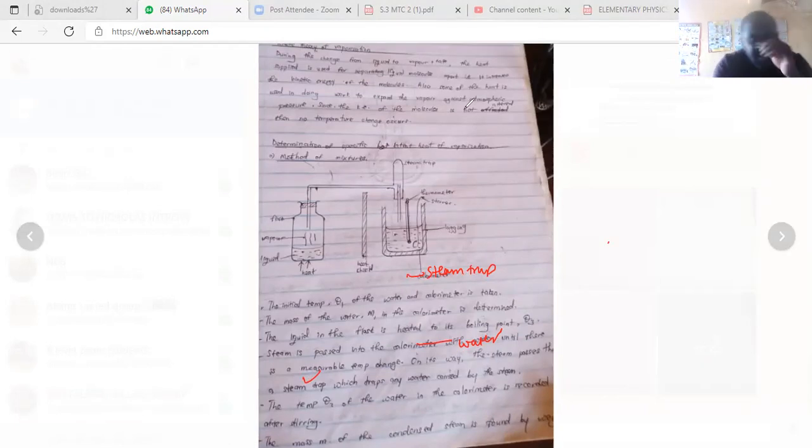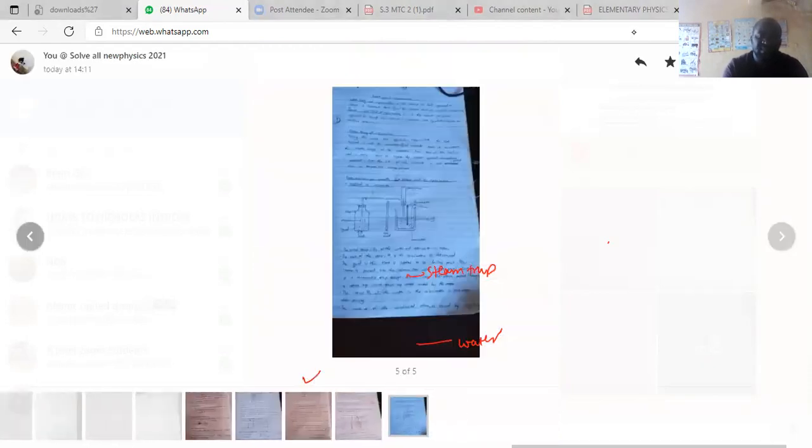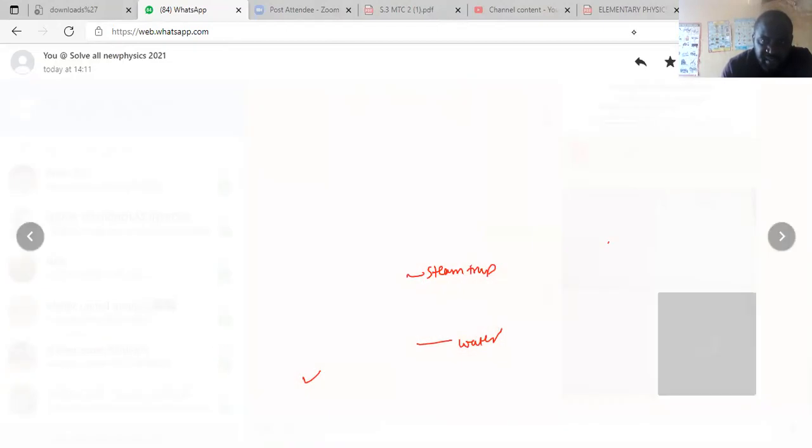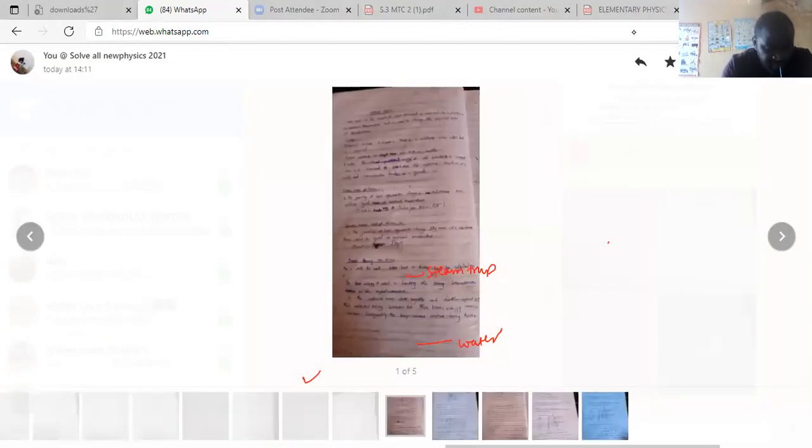Now the condensed steam is in the form that the steam will condense to water. So that water which comes from steam is what we are calling condensed steam. So the condensed steam is weighed, and thus the mass which has condensed can be determined. If the mass which has condensed can be determined, then we can have the following.